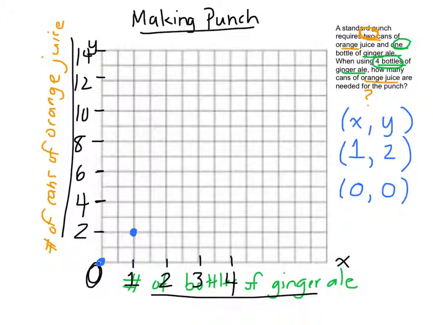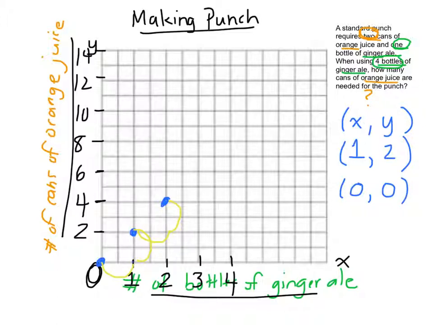Now we need to come up with other points on this graph. So let's see if we can see a pattern. What's happening here? Well, we started at 0 and we added 1 bottle of ginger ale. And when we added the 1 bottle of ginger ale, we added 2 cans of orange juice. So if I add 1 more bottle of ginger ale, how many more cans of orange juice should I have? Well, according to this pattern, we would add another 2 cans of orange juice. Let's plot that point.